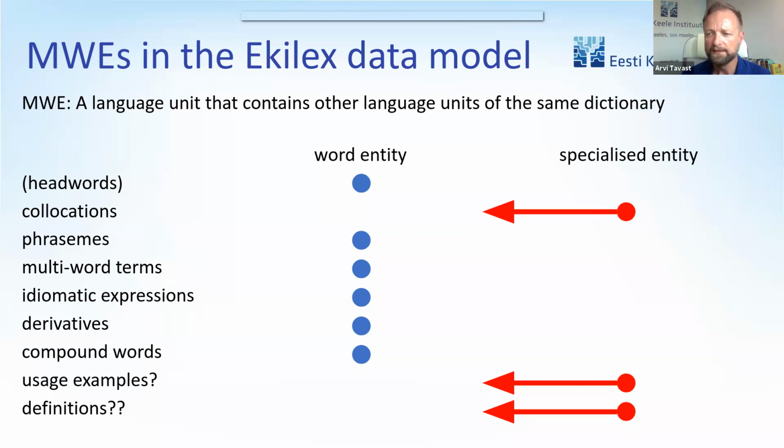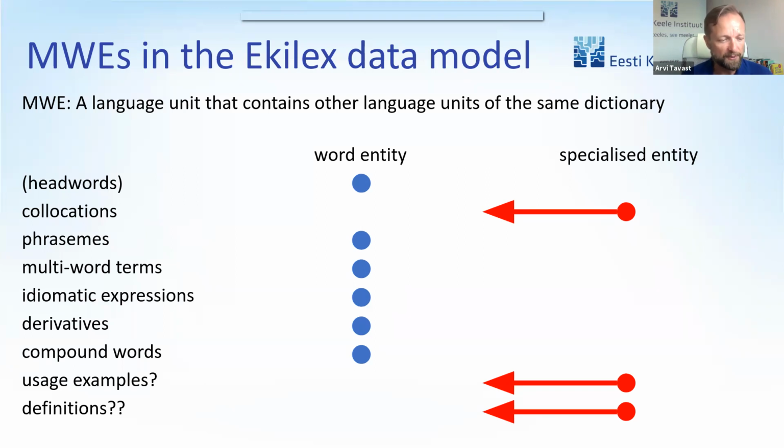existing dictionaries where usage examples often are not complete sentences, but phrases or idiomatic expressions or multi-word terms or collocations. So it's often very difficult to distinguish between the actual linguistic content that is listed on a usage example field, on a collocation field, and on a headword field. Also, they all can have translations, they all can have definitions, they all can have their own usage examples. So their treatment is more or less similar.